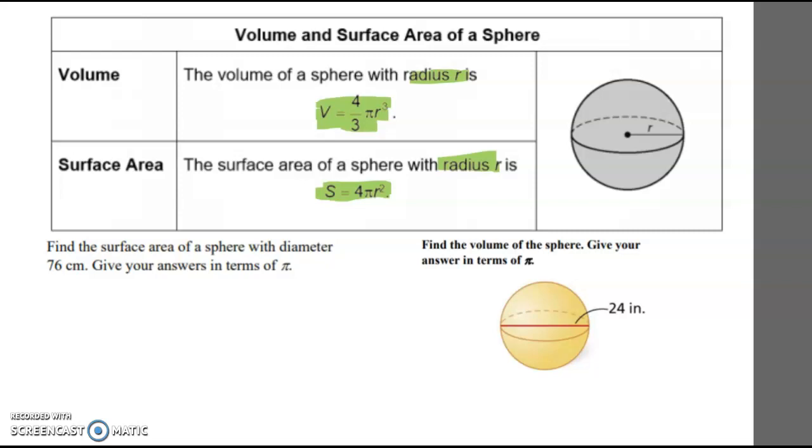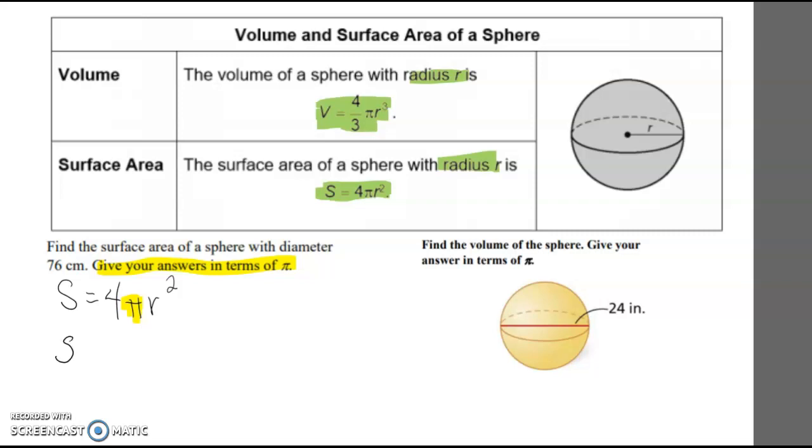Let's find the surface area of a sphere with diameter 76 centimeters. So the formula for surface area is 4 pi r squared. And we actually want these answers in terms of pi. So I am just going to keep this pi right here. I'm not going to change it to 3.14. I'm going to keep it exactly as it is.